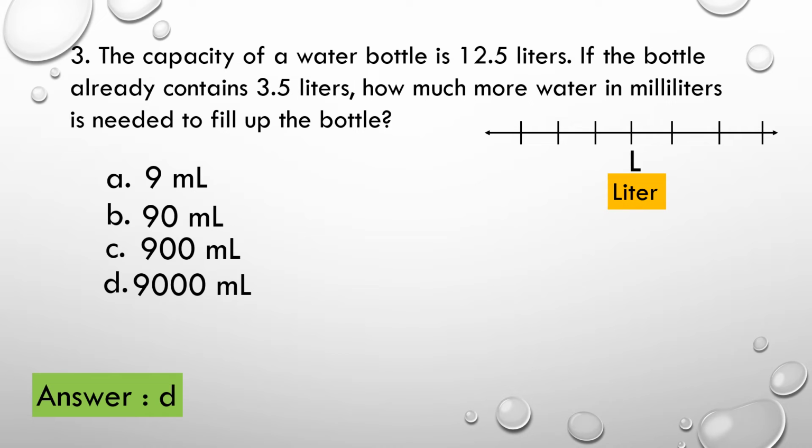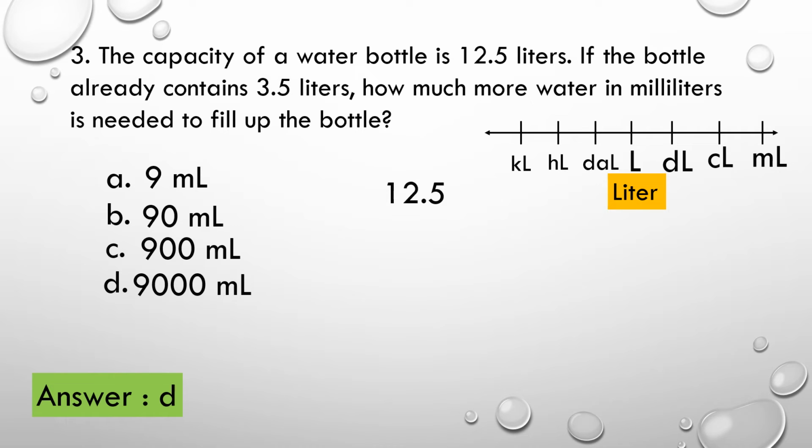So let us review first our conversion knowledge, liters to milliliters. Okay, so ml is there. So from liters, 1, 2, 3. It means we're just going to move the decimal point 3 places to the right.